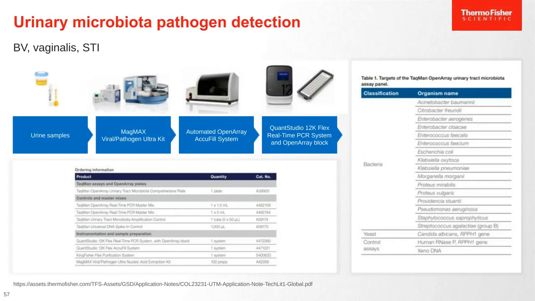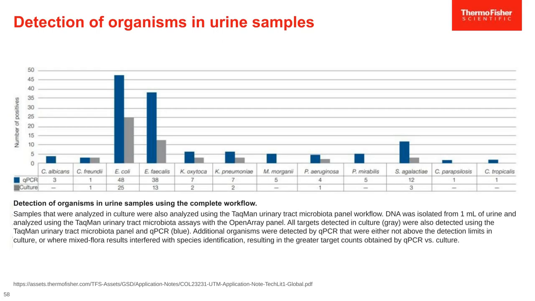Similar we have for the urinary microbiota. Again, same workflow, just with urine samples, different targets. Again, we have an app note around this. But here you can see we actually looked at results with the OpenArray with our TaqMan, which you'll see in blue, and then positive results generated by culture. And you can see again, the increase in sensitivity and detection for the PCR versus the culture.